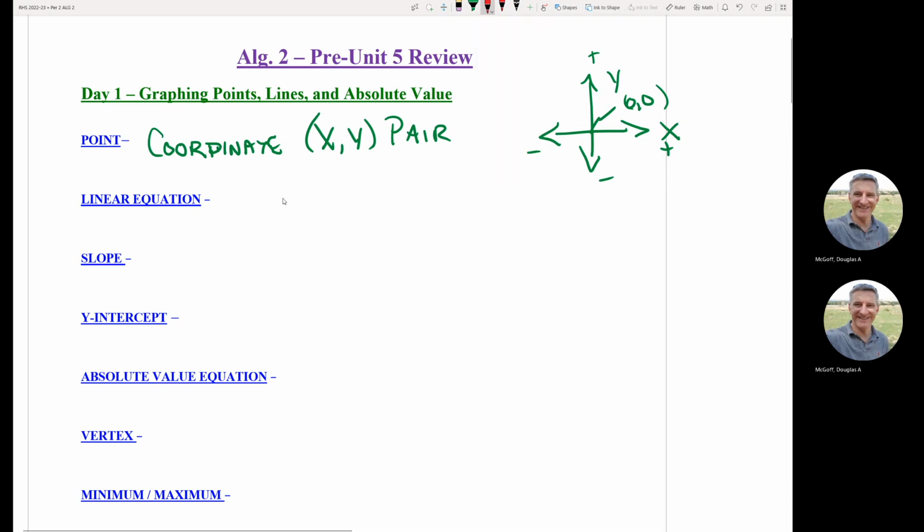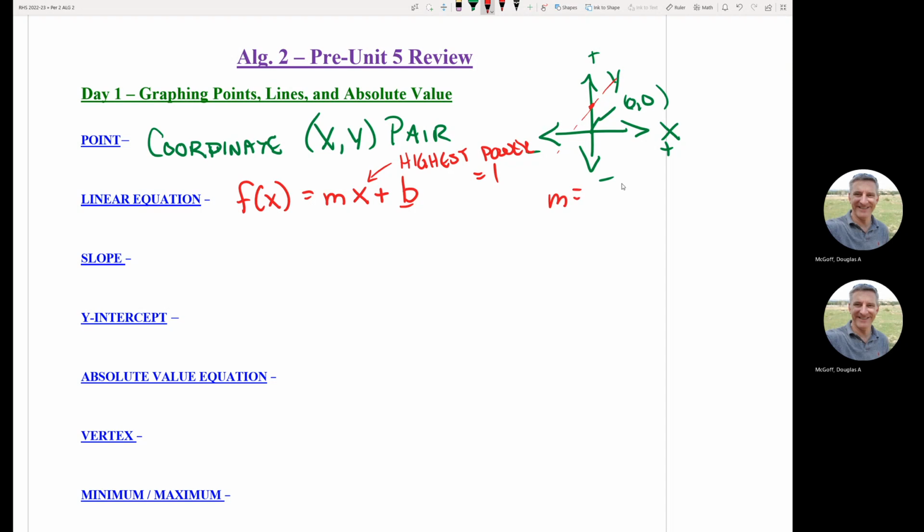A linear equation is of the form f of x or y equals mx plus b. You'll notice here, the highest power of my variable is 1. So it won't curve. B is your y-intercept, the place where that line crosses the y-axis. And m is your slope.